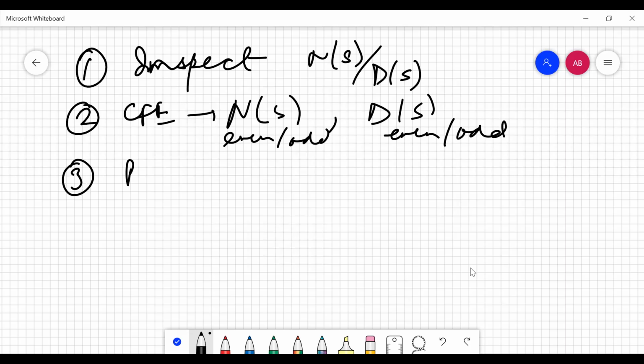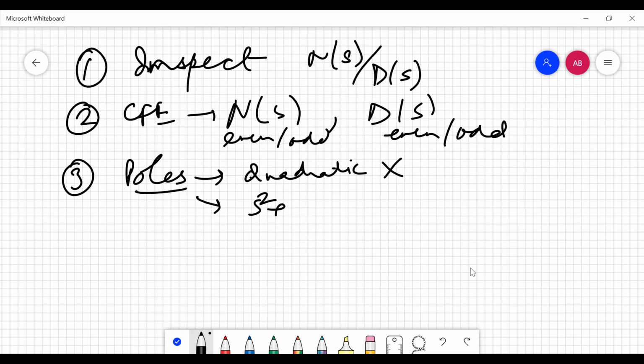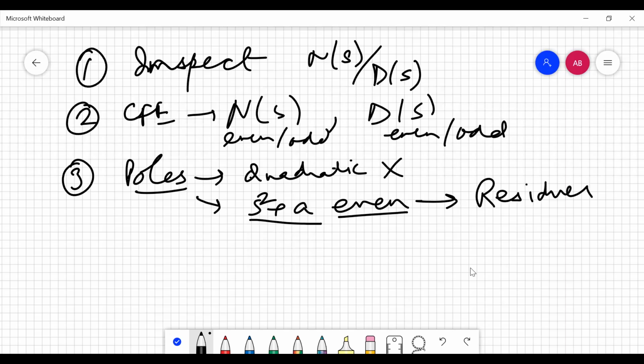Third, you need to check the poles. If the poles are the roots of a quadratic function, you need not calculate your residues. But if the poles are in the form of an even function, s square plus a, only then you need to calculate your residues. If the residues, like a and b that we calculated, come out to be real and positive, then we will say that it is a positive real.